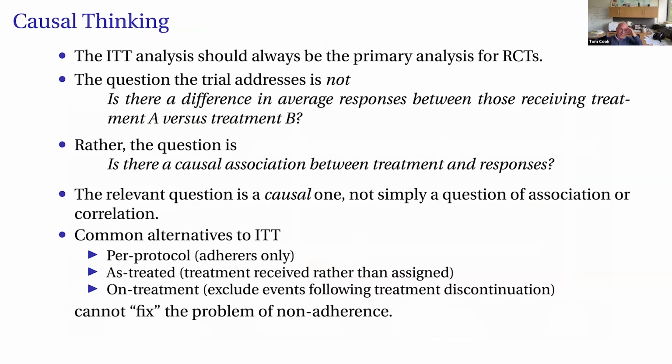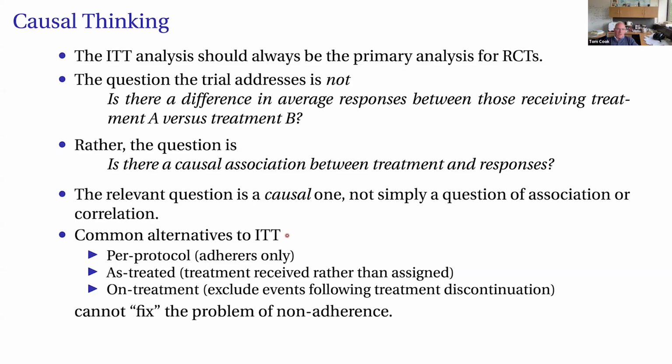So causal thinking. ITT analysis should always be the primary analysis because it's the one that allows us to make causal claims. The question that the trial addresses is not, is there a difference in average responses between those receiving treatment A versus treatment B? If that were the question, we wouldn't maintain the randomization. We would actually look at treatments actually received. Rather, the question is, is there a causal association between treatment and response? So we need to do an analysis that actually addresses the question of causation.